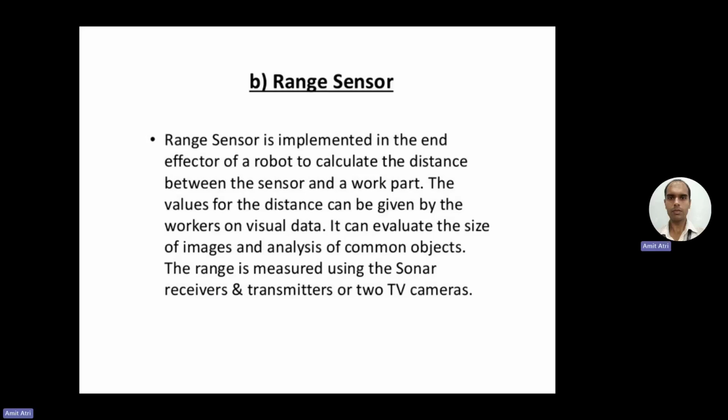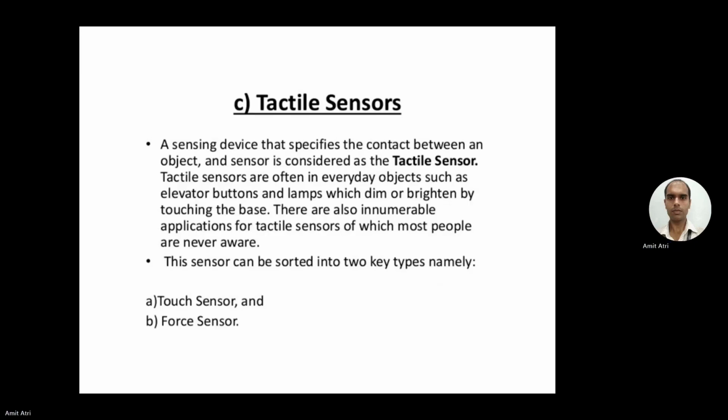And now we will continue in our topic of sensors in robots. So the next sensor is the range sensor. A range sensor is implemented in the end effector of a robot to calculate the distance between the sensor and the work part. The value for the distance can be given by the workers on visual data. So it can evaluate the size of images and analyze common objects. The range is measured using sonar receivers and transmitters or two TV cameras.